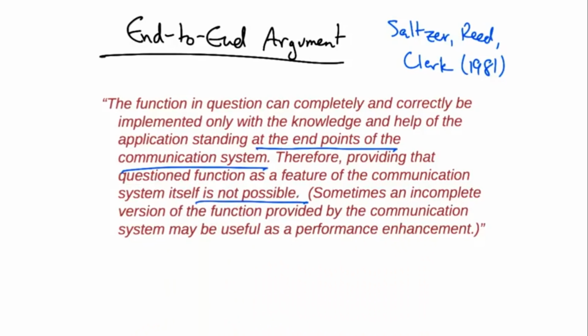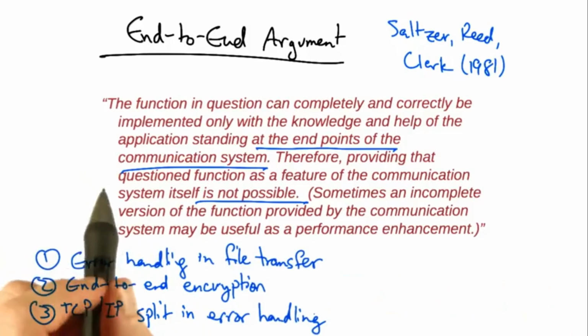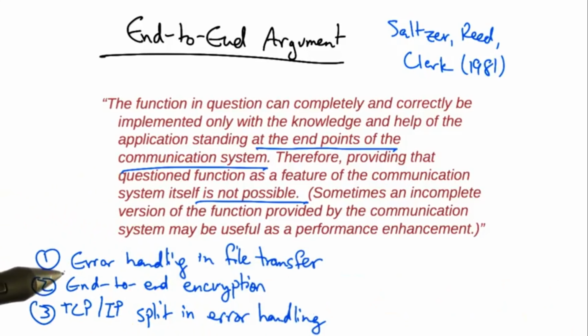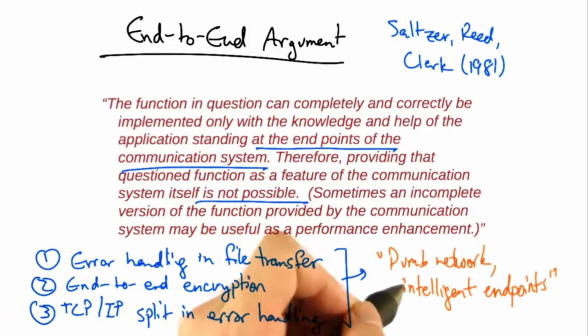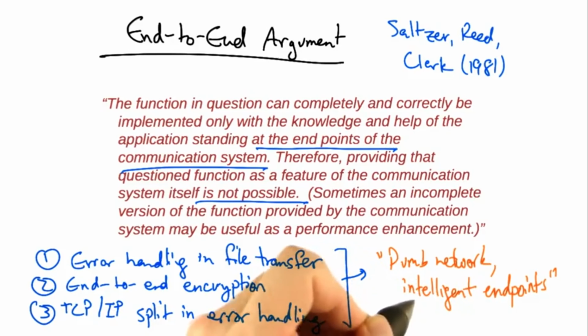Essentially, what the argument says is that the intelligence required to implement a particular application on the communication system should be placed at the endpoints rather than in the middle of the network. Commonly used examples of the end-to-end argument include error handling and file transfer, encrypting end-to-end versus hop-by-hop in the network, and the partition of TCP and IP of error handling, flow control, and congestion control. Sometimes the end-to-end argument is summarized as the network should be dumb and minimal, and the endpoints should be intelligent.